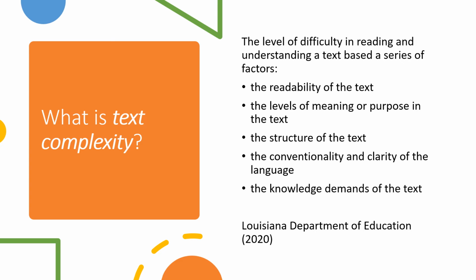Now we need to jump into text complexity, because when we're talking about comprehension, if we have not selected a text that matches the ability level and interest level of our students, we aren't setting them up for success to comprehend what they're reading. So text complexity is critical. Text complexity is the level of difficulty in reading and understanding, and it's based on a series of factors: the readability of a text, the levels of meaning or purpose, the structure, the conventionality and clarity of the language, and then the knowledge demands of the text.